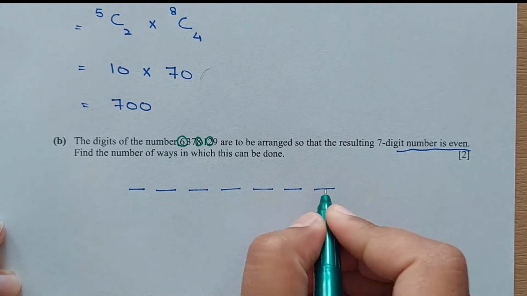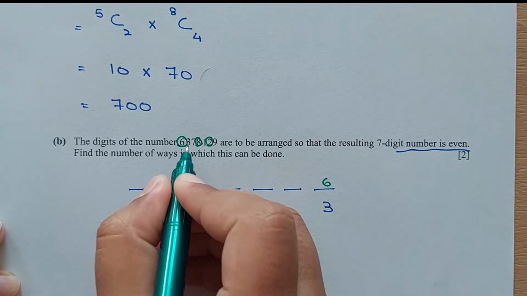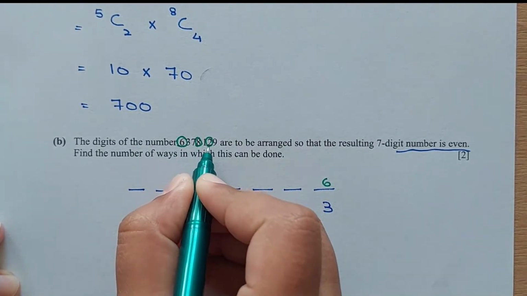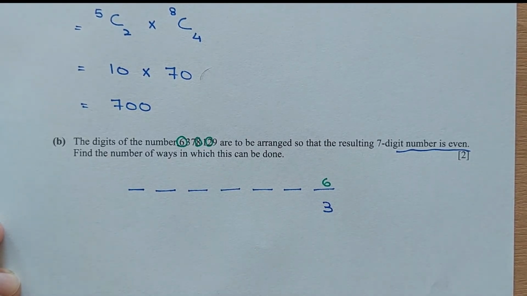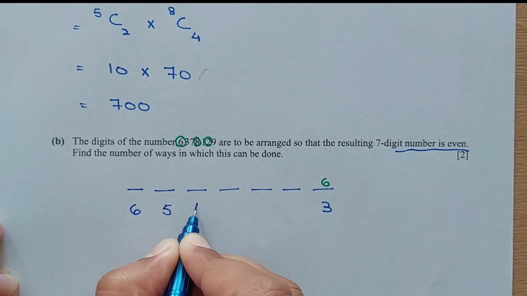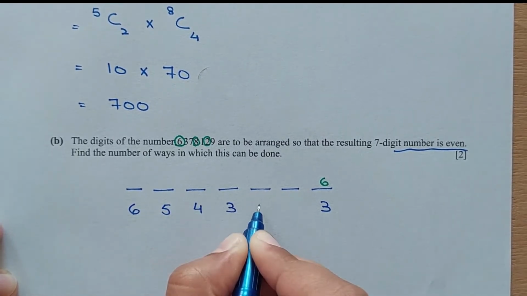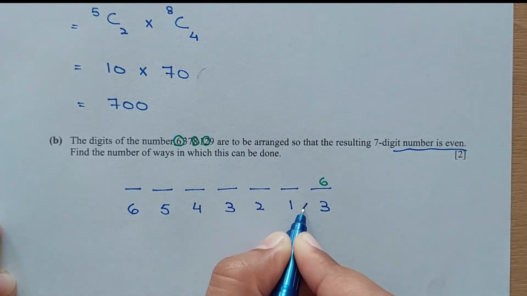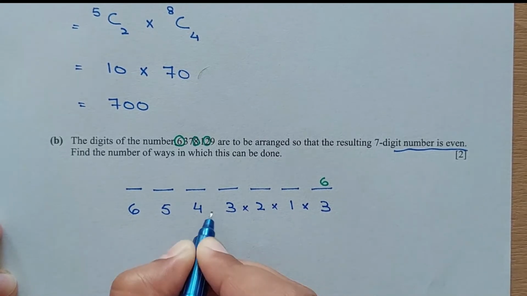So let me select 6. Okay, how many options are left? 1, 2, 3, 4, 5, 6. 6 options are left for the first digit, and then 5 are left, and then 4, and then 3, and then 2, and then 1. So let me multiply all of them.